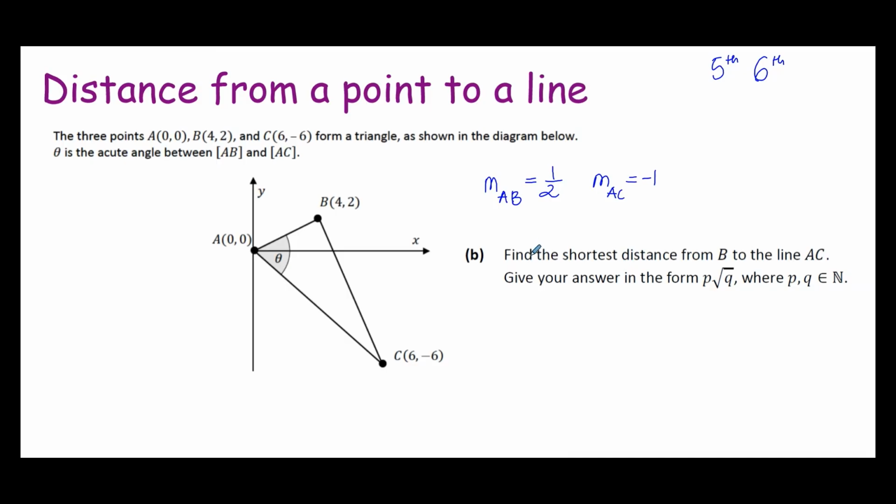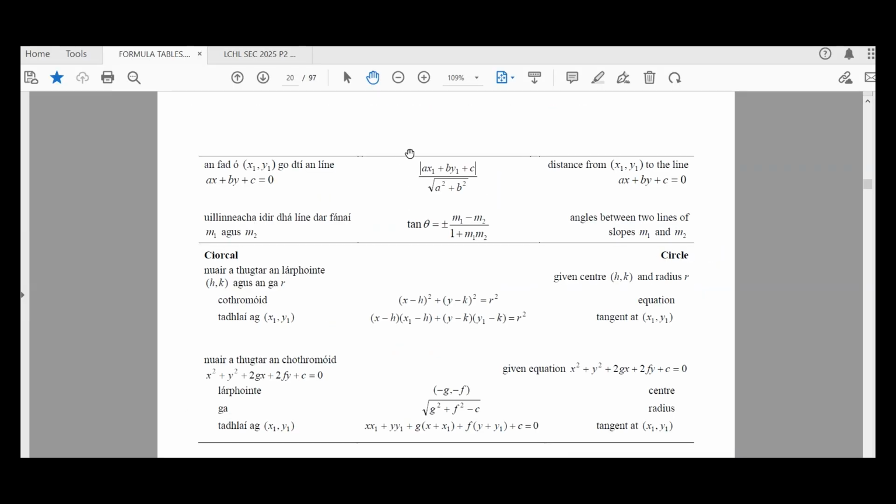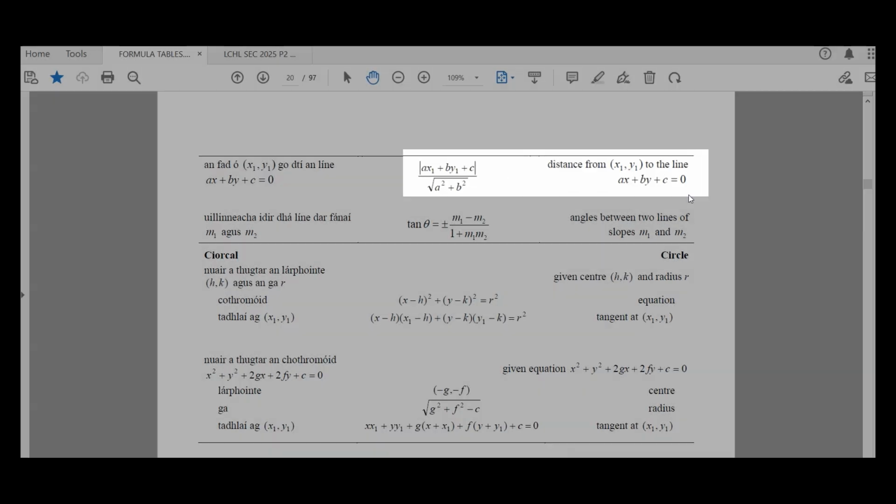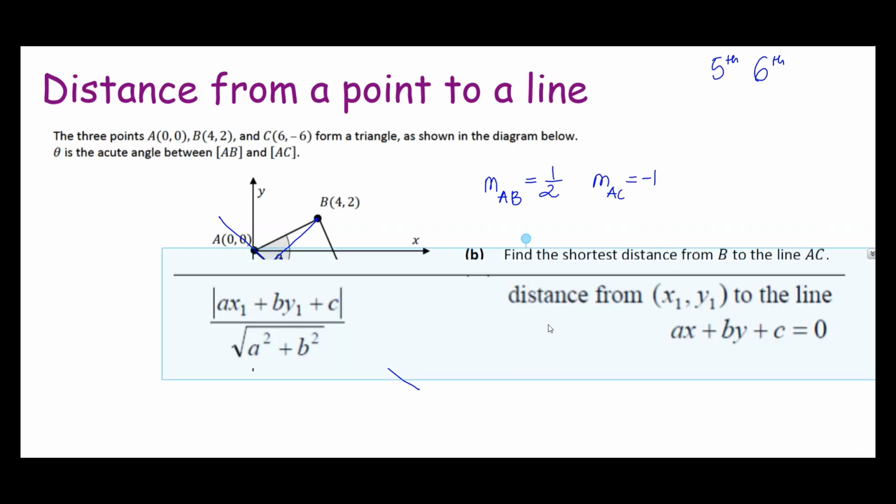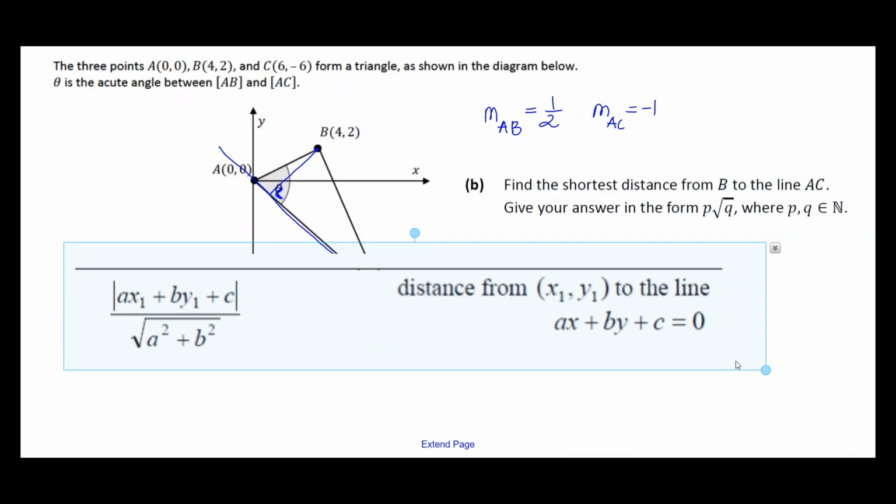So we have to find the shortest distance from B to the line AC. The shortest distance, if you think about real life, is always when we go straight ahead, isn't it? Basically at a right angle. So we have a formula that has to do with the distance from a point to a line. Let's go to our table and get our formula. That's page 19. This is where we have the formula.